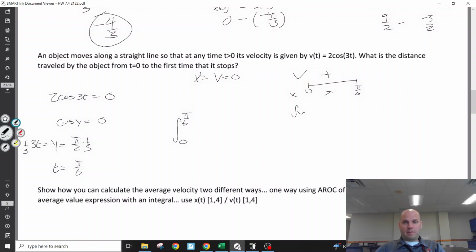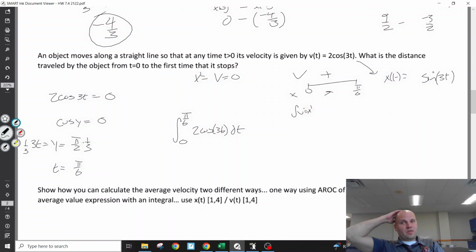Now to do that, I'll need my position. At pi over 6, my position is 0. Which means you have to take the antiderivative of this. Now the antiderivative of cosine is sine. To take the antiderivative of cosine 3t, I need to undo the 3 in here, the derivative. If you remember, the antiderivative of 2 cos 3t would be 2/3 sine 3t.